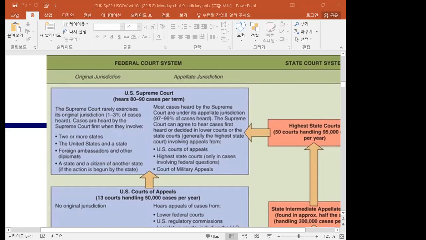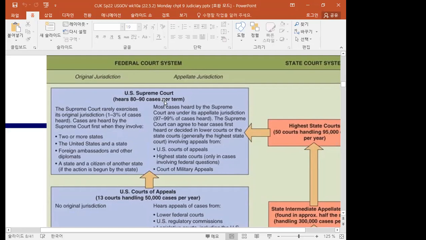State initiatives. So let's just go back to these cases. Most of the cases of the U.S. Supreme Court come on appeal through the federal court system, then through the appellate court system, and then the Supreme Court has to decide whether or not it wants to hear the appeal.